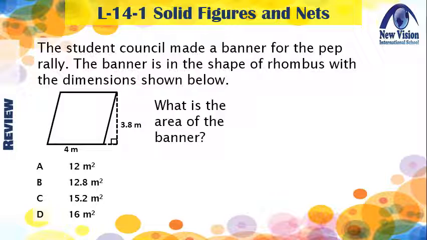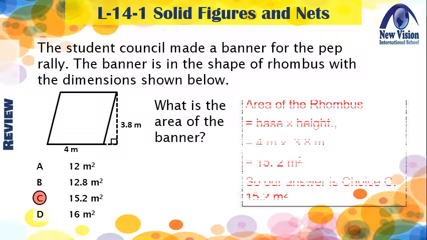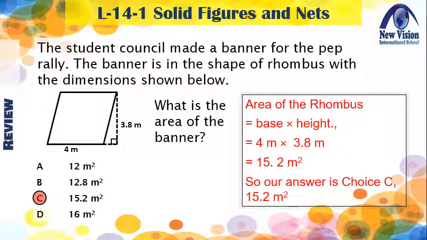Very good. The correct answer is choice C, 15.2 square meters. Now, let's explain our answer. Area of the rhombus equals base times height, equals 4 meters times 3.8 meters, equals 15.2 square meters.